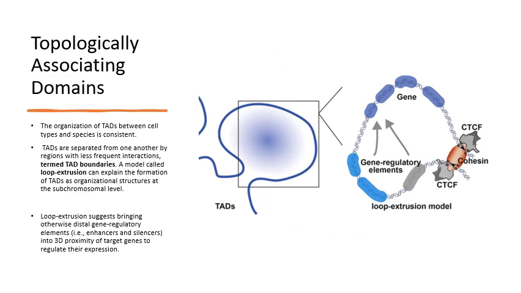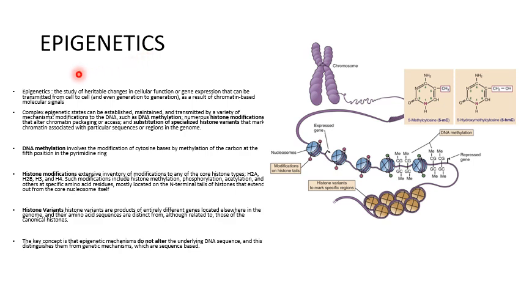their expression. Another topic that we should mention now, but we will expand upon later, is the concept of epigenetics, which is the study of heritable changes in cellular function or gene expression that can be transmitted from cell to cell or generation to generation as a result of chromatin-based molecular signals. These studies focus on reversible changes in the chromatin landscape as determinants of the gene function rather than the changes of the genome sequence itself.